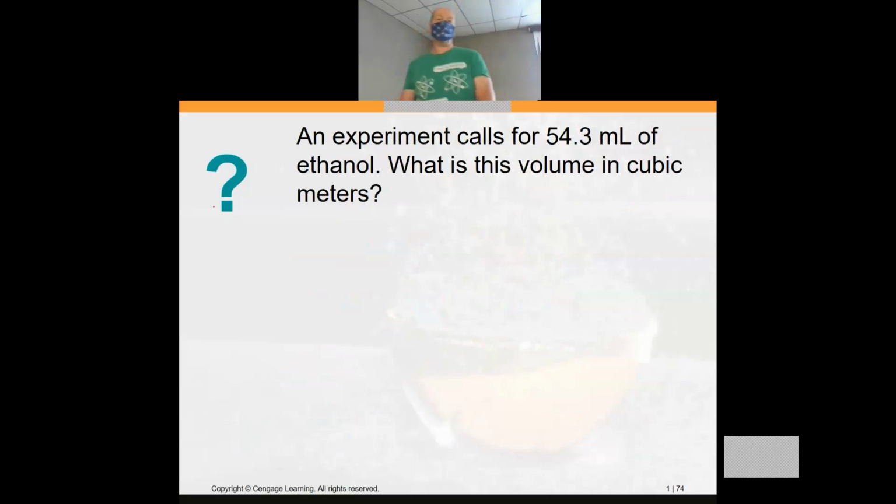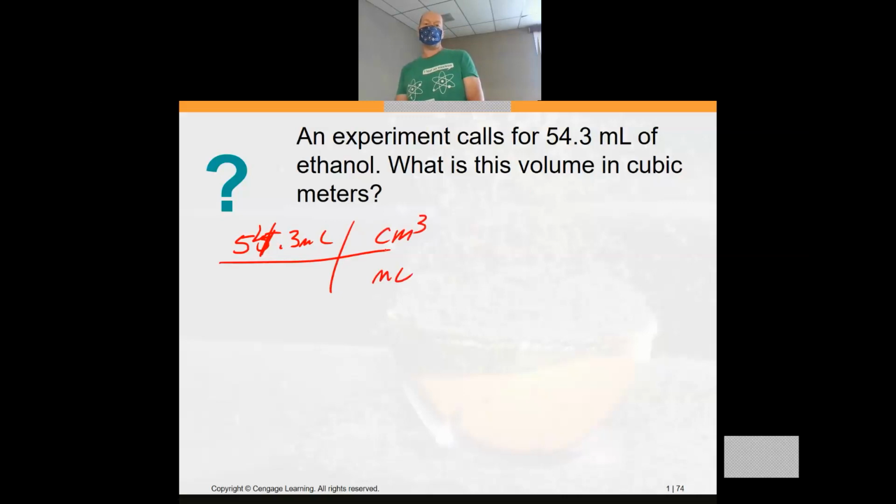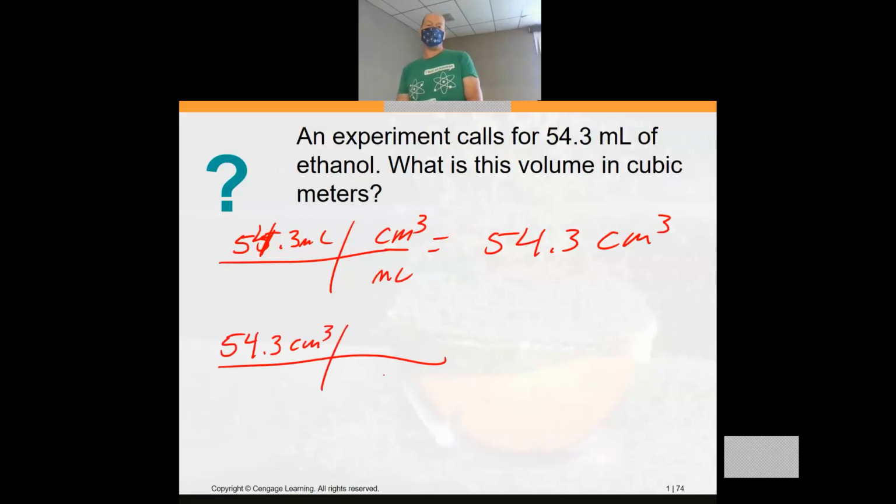All right, so here is another one that will be on the test as well. Make sure that you can go from 54.3 milliliters into cubic meters. What we do know is that a milliliter is exactly the same as a centimeter cubed. And so we can go right to 54.3 centimeters cubed. All right, so now that we have 54.3 centimeters cubed, now we have to do the conversion of centimeters to meters 3 times.